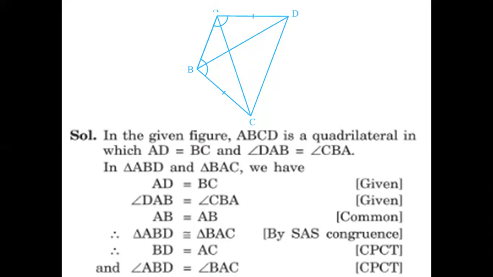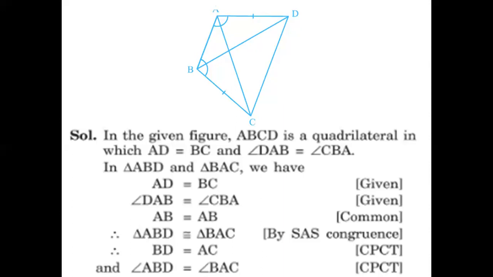Over here, you can see that AD is equal to BC, which is a given factor. Angle DAB of triangle ABD is equal to angle CBA of triangle BAC, which is again a given thing. Also, if we could consider these two triangles, AB of triangle ABD is equal to AB of triangle BAC. Now, we have side, angle and side of the two triangles equal. So, what can we conclude? We can conclude that triangle ABD is congruent to triangle BAC by SAS congruency rule.